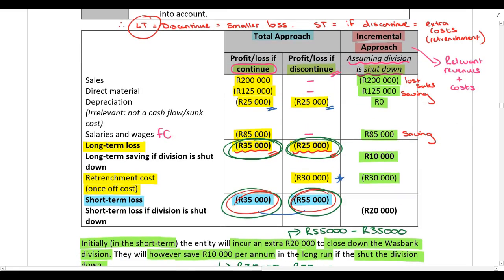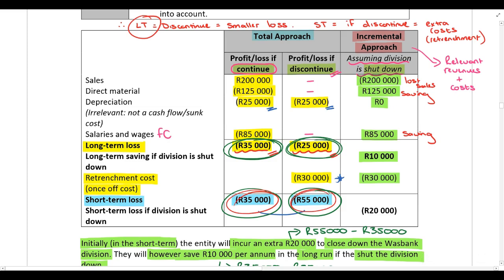Is the retrenchment cost relevant? Yes. It is a future cash flow that differs between alternatives. If we do not shut down the division, we will not incur the cost. But if we do shut down the division, we will incur that cost. So it is relevant because it differs between alternatives. It's also avoidable. If I don't want to incur this cost, I just need to continue. Don't shut down the division, then you can avoid the cost. So because it's avoidable, because it differs between the alternatives, it's relevant. So we take it into account.